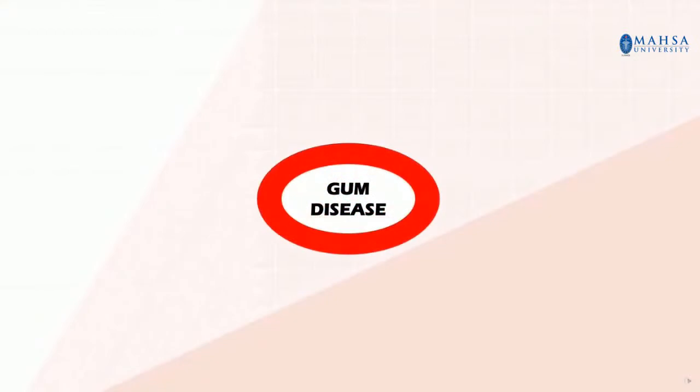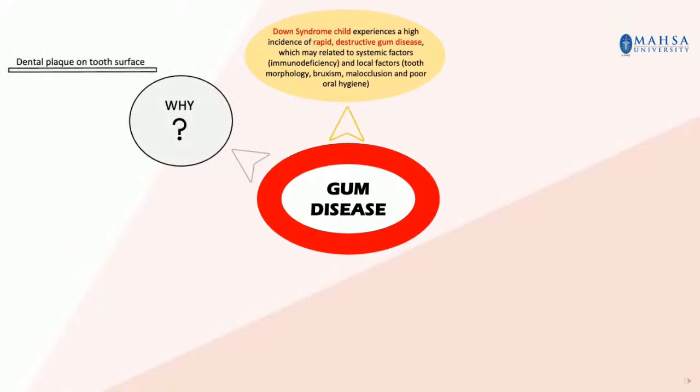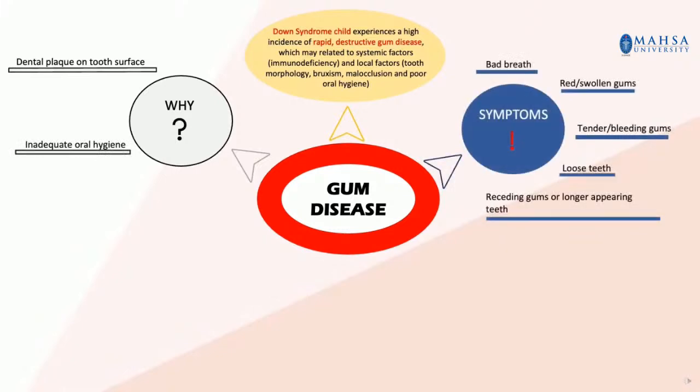So next, I will move on to gum disease. Down syndrome children have a high prevalence of this disease because of some factors related to their condition. This problem arises because of the presence of plaque on the tooth surface as the result of inadequate oral hygiene. The usual symptoms, as you can see here, are red, swollen and bleeding gums, as well as bad breath and loose teeth.